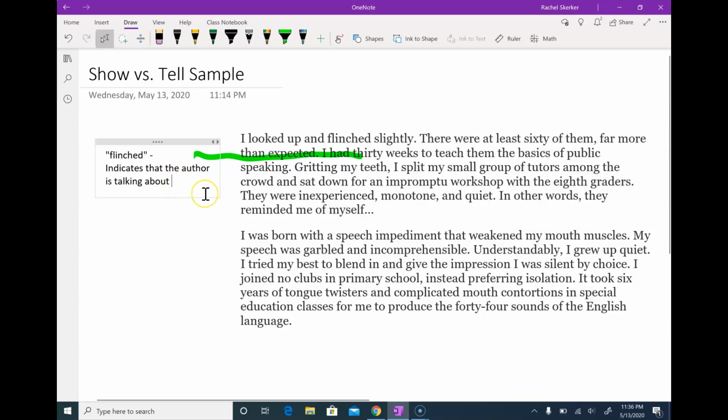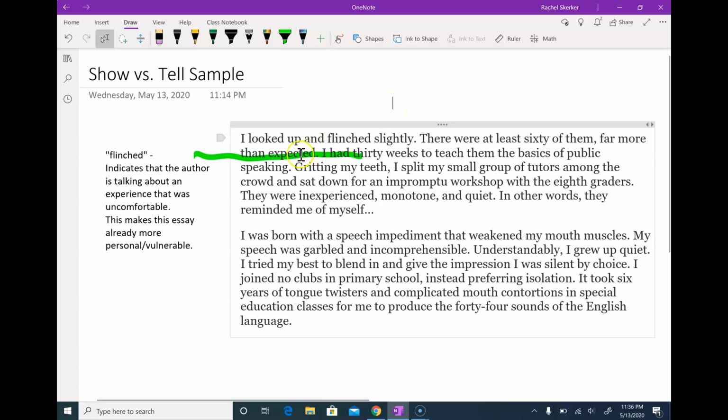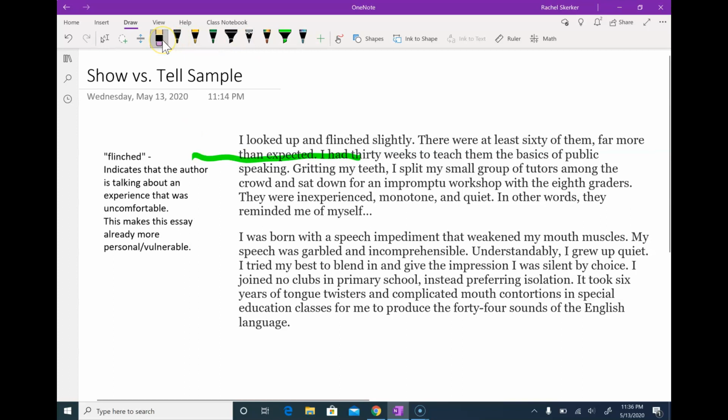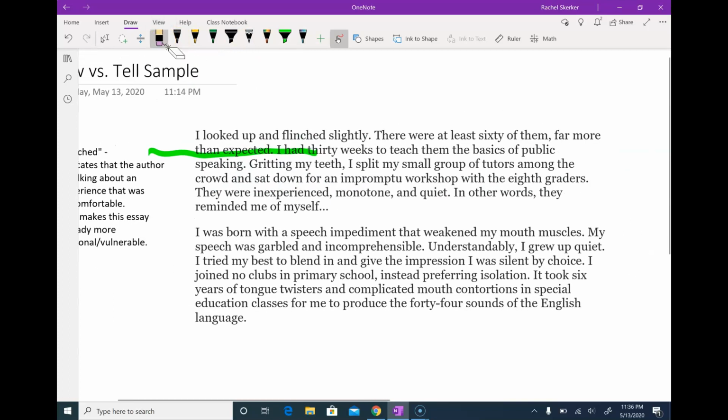The author is talking about an experience that was uncomfortable. Okay, so this makes this essay already, that's a typo, already more personal and also vulnerable. Okay, we see that the person is really talking about their struggles over here. Okay. Let me just erase that. Green. Okay, great. Then we keep on going.